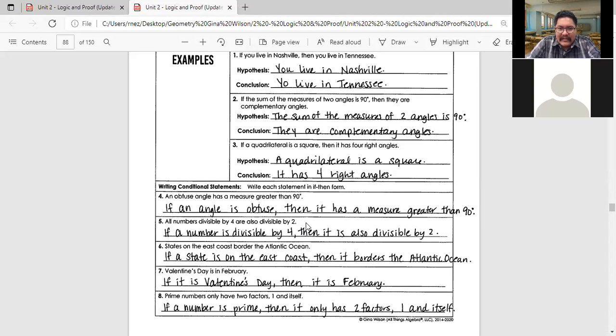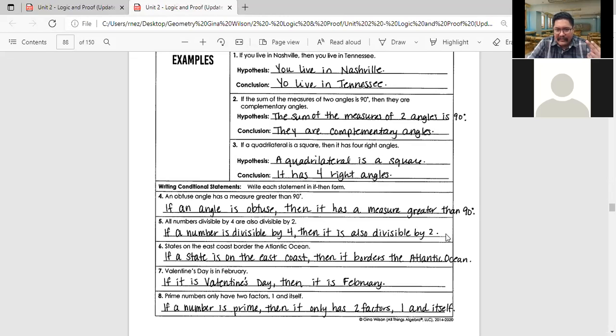I'm going to see if there's one that I can point out that does not have the ability to go backwards. So let's go to number 5. All numbers divisible by 4 are also divisible by 2. That's true, because if something can be divided by 4, then it can also be divided by 2. If I pick 16, which can be divided by 4, it can also be divided by 2. So the statement would go: if a number is divisible by 4, then it is also divisible by 2. Now this one I think cannot be reversed.